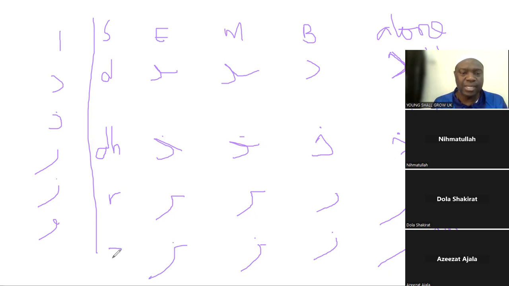But the sound is Z. Okay? Not C, but Z. Like Zekia, like zoo, like Zimbabwe. So Z. Dal sounds D. Waw sounds W. Raa sounds R. Zain sounds Z. This is where we're going to stop because it's 10 o'clock now.